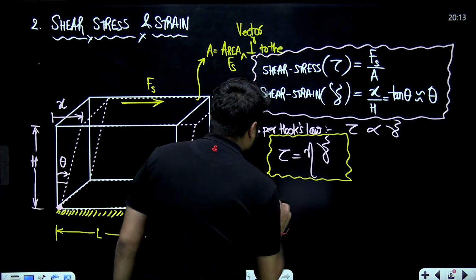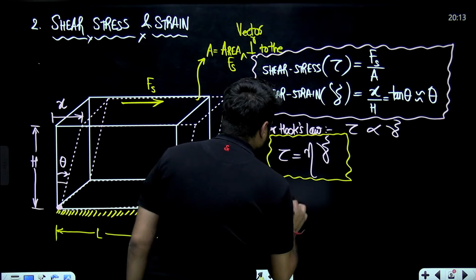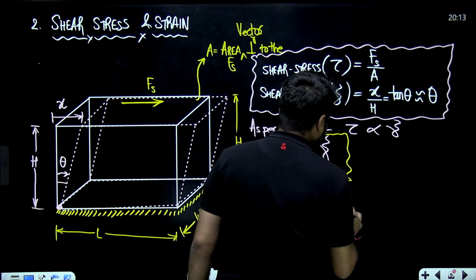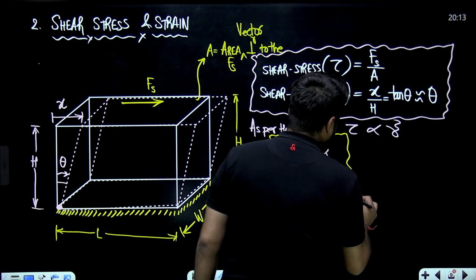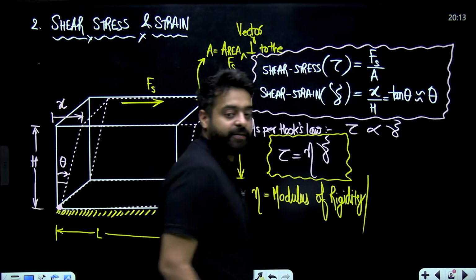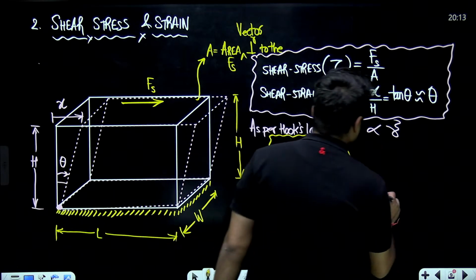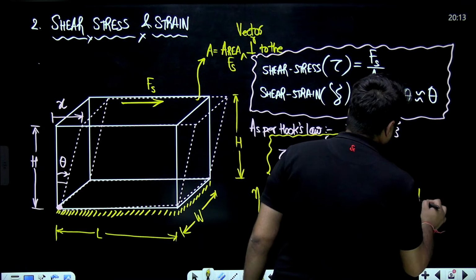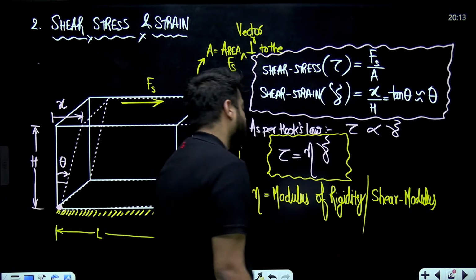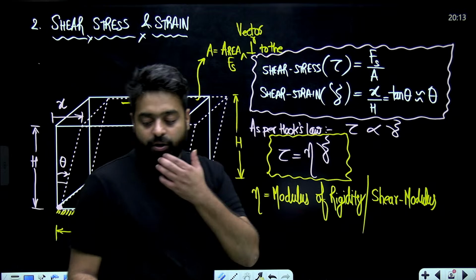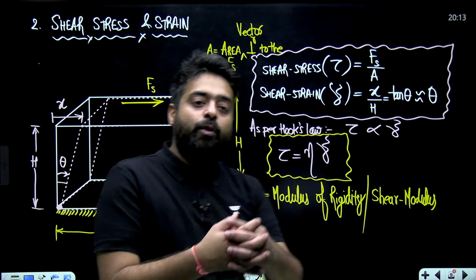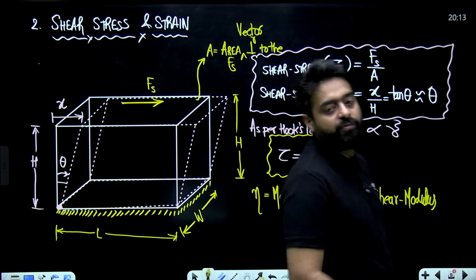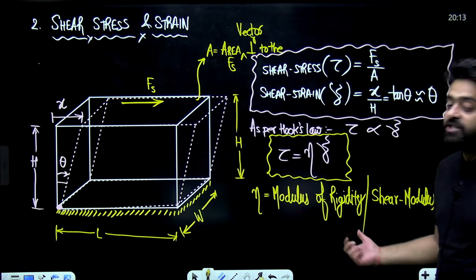This eta is now defined as the modulus of rigidity. Why? First thing, my questions are like this only: why is it termed the modulus of rigidity, or some people say it is called shear modulus. I can understand it is called shear modulus, like elastic modulus, but why is it termed the modulus of rigidity? What is a rigid body? A rigid body never deforms its shape, even under the application of any amount of force. That's why it is called the modulus of rigidity.